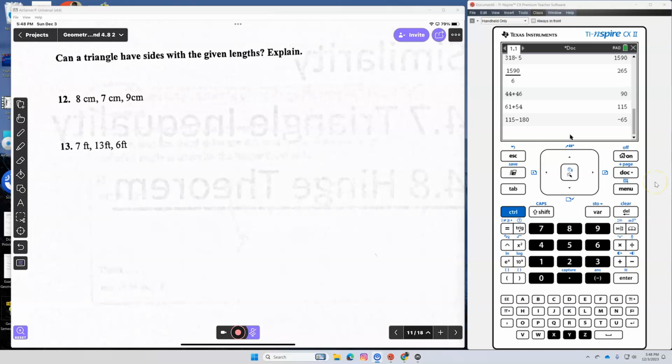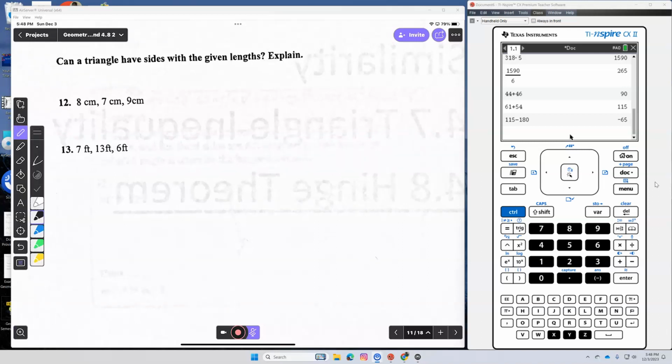So for number 12, we have, can a triangle have the sides and lengths explained? So the triangle inequality, you have to get the 2 shorter sides. In this case, it's 8 centimeters plus 7 centimeters, and it has to be longer than 9 centimeters to form a triangle, and it is.